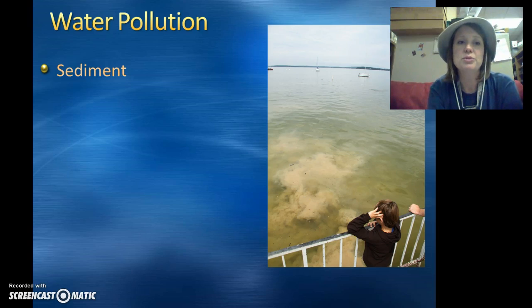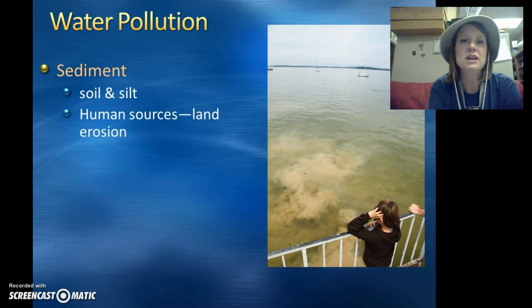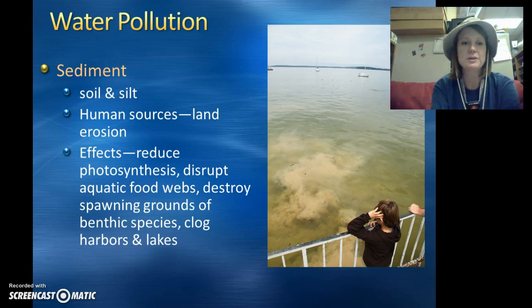Our next type of water pollution is sediment, which can lead to high turbidity. If you have soil and silt, remember silt and clay are smaller size sediments, so they can be suspended in the water. So a lot of this comes from land erosion. When we remove vegetation, that increases erosion into our bodies of water.